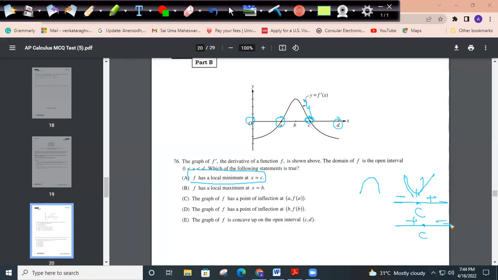Who will get good scores? Those who have so much clarity, the way I'm explaining. You should know why the other options are wrong, not just that this option is correct because of this. You should clearly know why the other options are wrong.